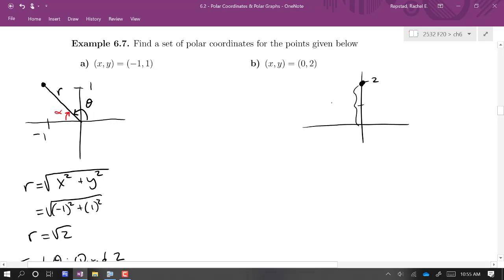Clearly, I think it's pretty clear, r is equal to 2. That's 2 units away from the origin. And this angle, well, that's pi over 2. So sometimes things can be simple, and we will strive not to make them any harder than they need to be.